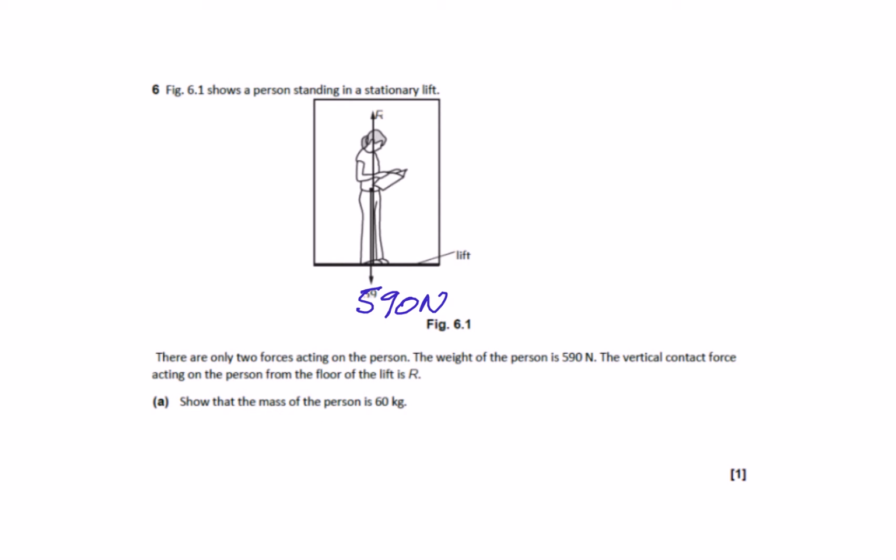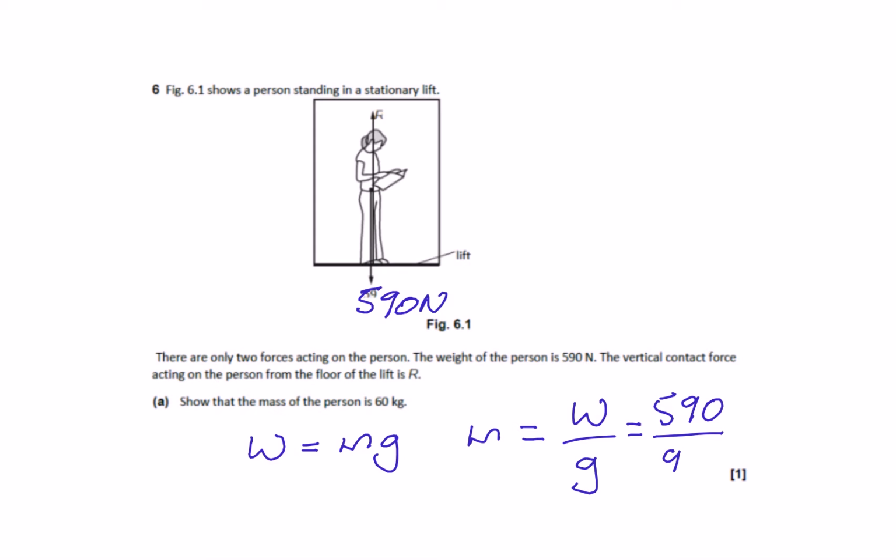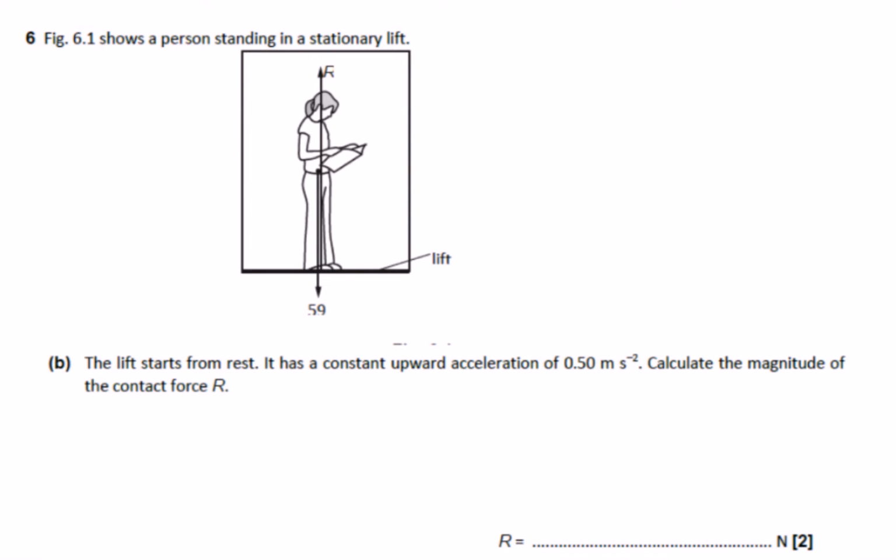Okay, so what do we know? Well, we know that the weight of the person is equal to the mass times acceleration of free fall. So if I rearrange that, that will tell me that the mass is equal to the weight over g, which is 590 over 9.81, and that comes out as being roughly 60 kilograms. So let's have a look at part B.